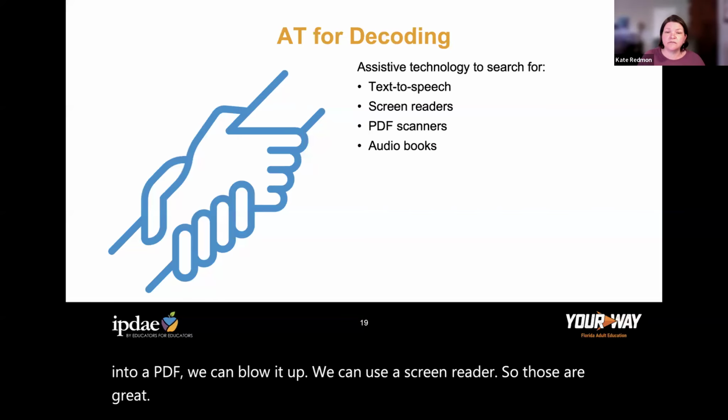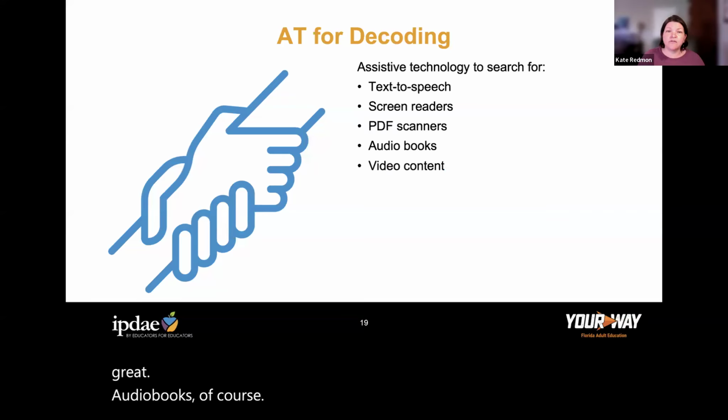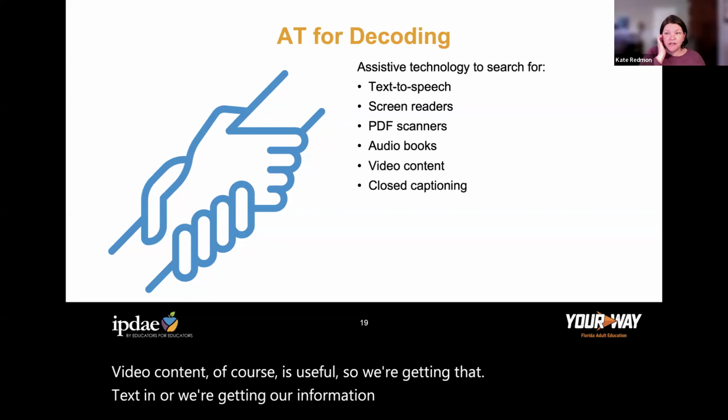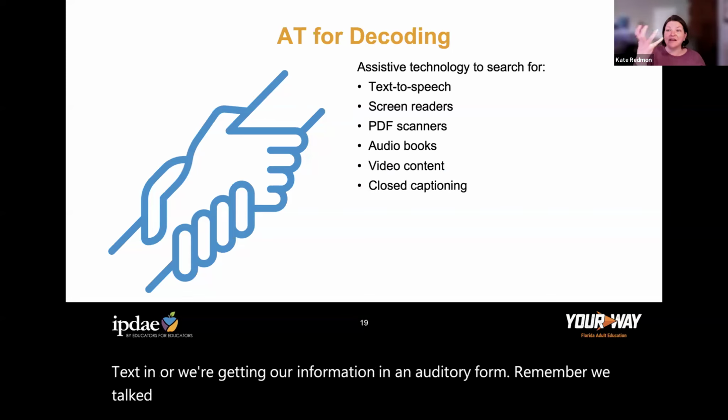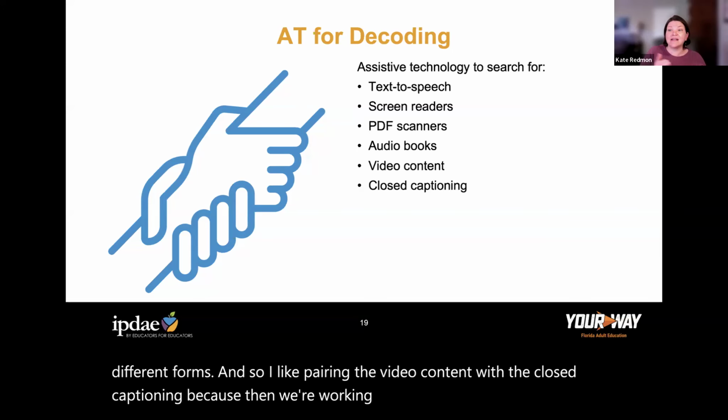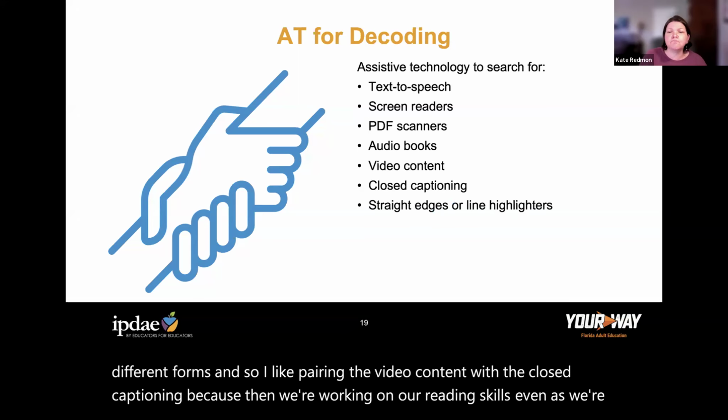Audiobooks, of course. Video content, of course, is useful. So we're getting that text in, or we're getting our information in an auditory form. Remember, we talked about UDL: that ability to get information in different forms is the first step. And so I like pairing the video content with the closed captioning, because then we're working on our reading skills even as we're getting the information that we need.